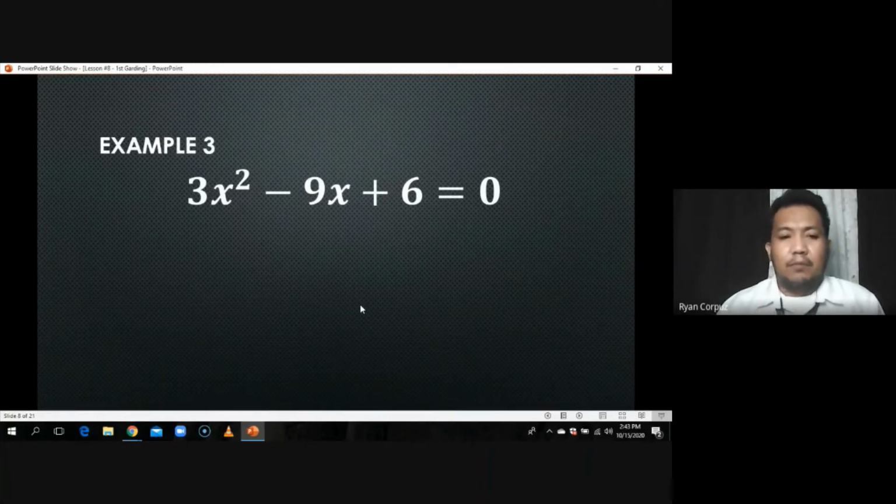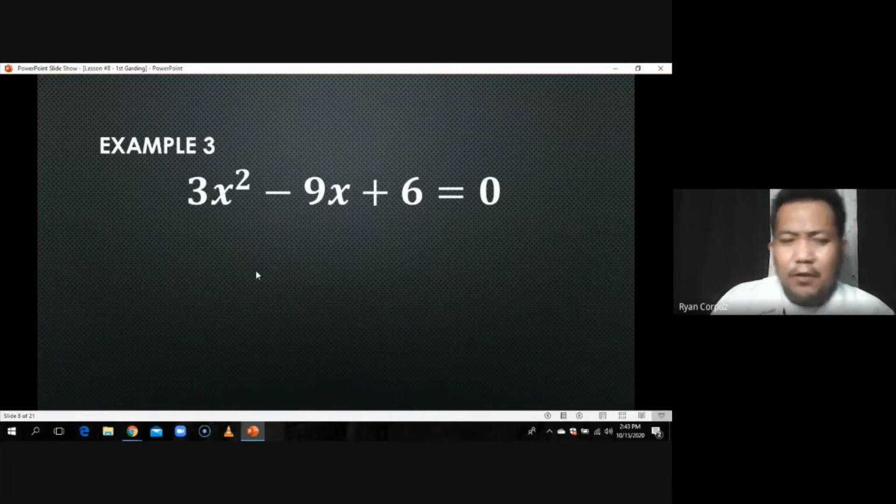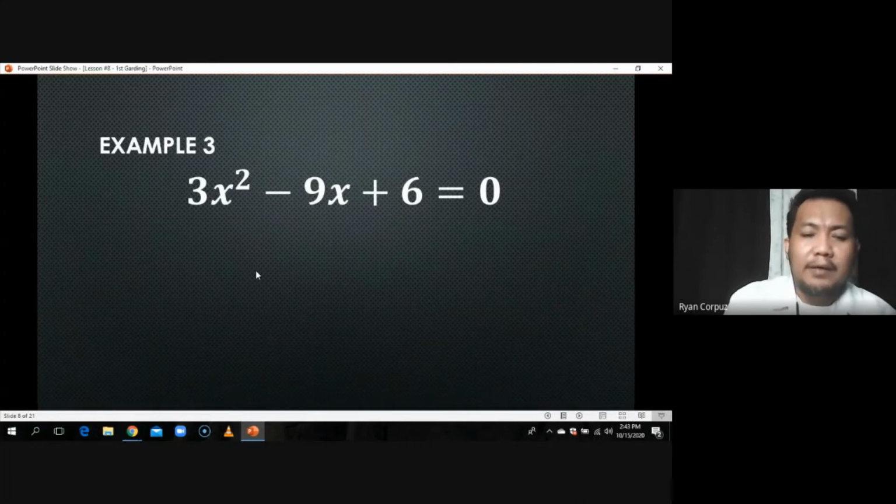In example number 3, we do have 3x squared minus 9x plus 6 is equal to 0. So recall again, to find the sum of the roots, we need the expression negative b over a. Negative b over a. So the value of b in this given equation is negative 9. So we are going to find the sum. The value of b is negative 9. So negative 9 divided by a, which is 3.